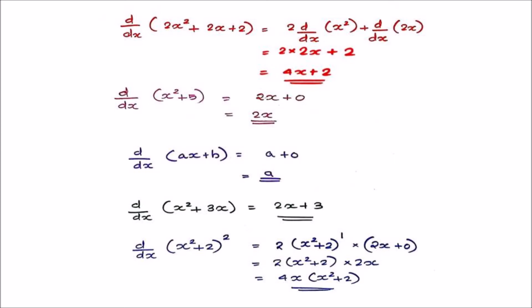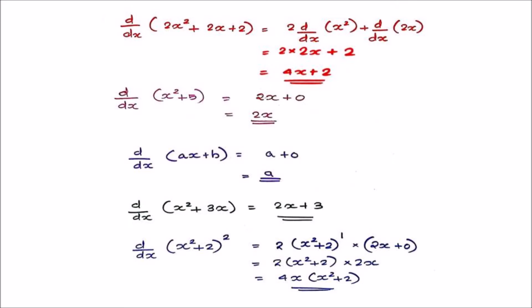Now the second question, d by dx of x square plus 5. Again we need to differentiate d by dx of x square and d by dx of 5. So on doing d by dx of x square, we will obtain the answer as 2x, and the derivative of 5 is again 0 because 5 is a constant. So the answer is simply 2x. Now the derivative of ax plus b, where a and b are constants, the answer is again a. Now the derivative of x square plus 3x, you can proceed in the way we have discussed. So the answer is 2x plus 3.